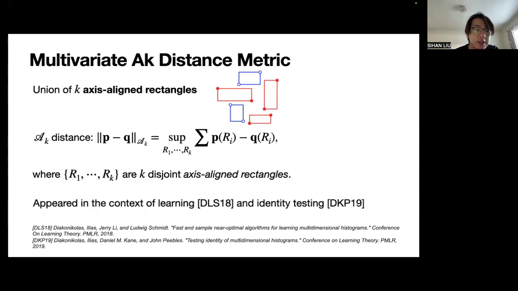Notably, this definition has been considered in the context of learning and identity testing in prior literature. Specifically, for identity testing, it has been shown that multivariate A_k testing essentially has about the same complexity as its 1D counterpart up to some polylogarithmic factors.